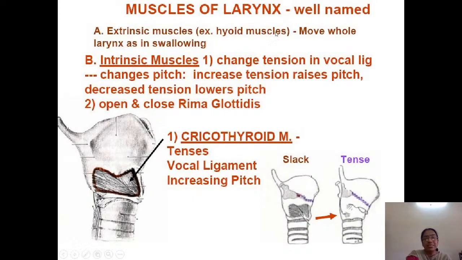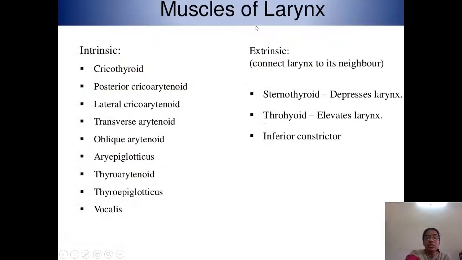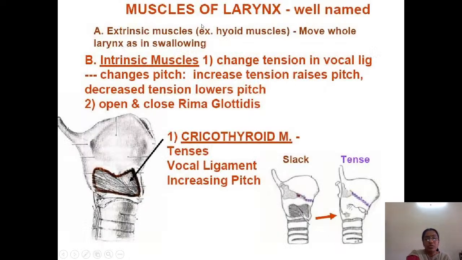So when you see the extrinsic muscles, the only extrinsic muscle that we have said is the thyrohyoid, which is helpful for elevation of the larynx.